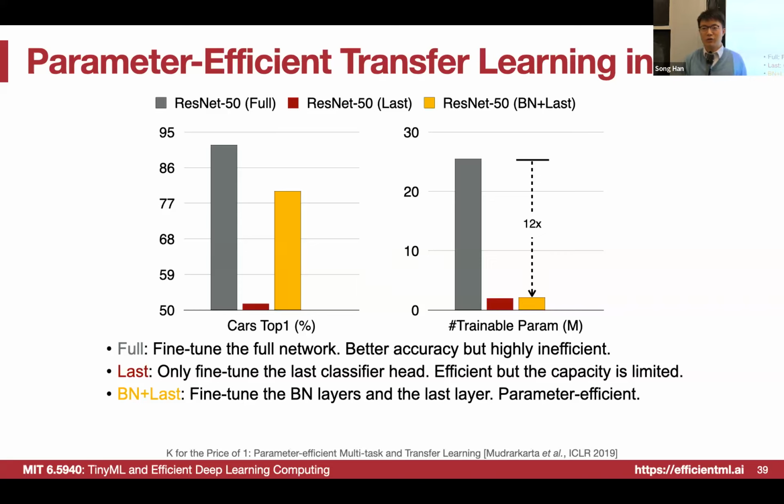Another approach, a very smart approach people proposed, is to fine-tune the batch normalization layers and also the last layer. This was proposed by Google. Since the batch normalization layer, remember, we have a scaling factor and also a bias. We can tune those two knobs to fine-tune the model. And this is very parameter efficient. You can see the trainable parameter is reduced by 12x, since you only have to fine-tune a little bit of the parameters, the scaling factor and also the bias. And you can see the accuracy boosted pretty significantly compared with fine-tuning the last layer. It's very parameter efficient with okay accuracy.